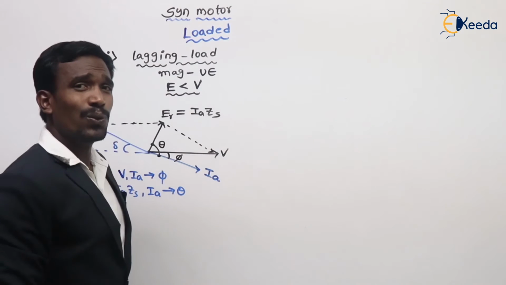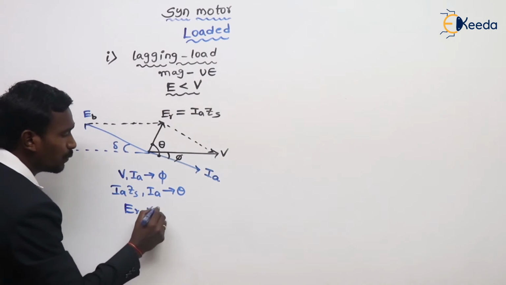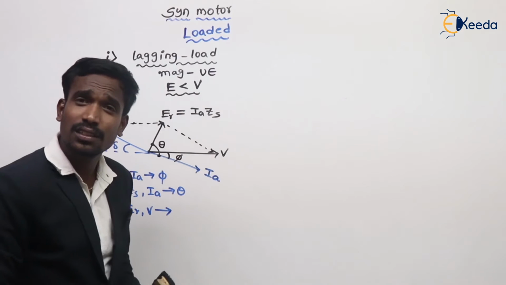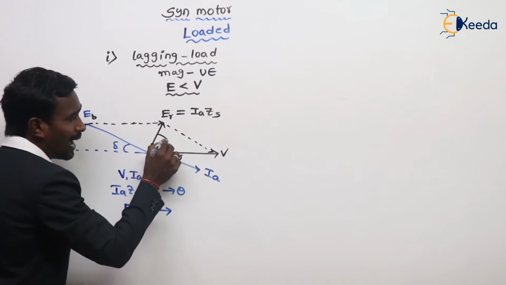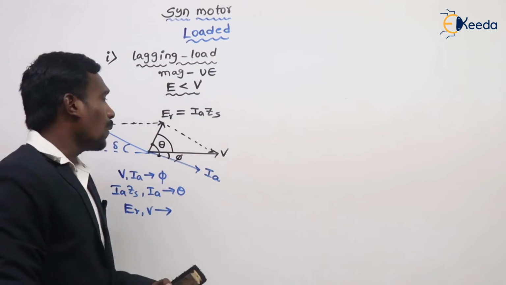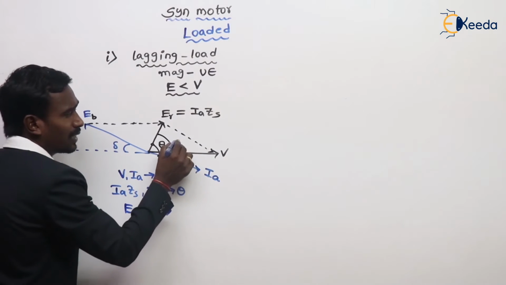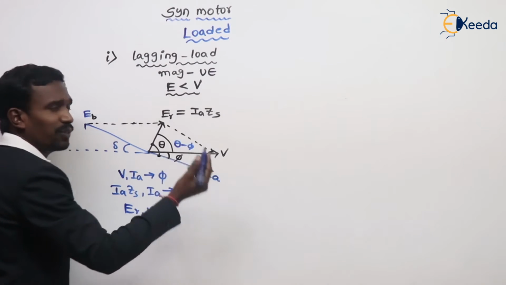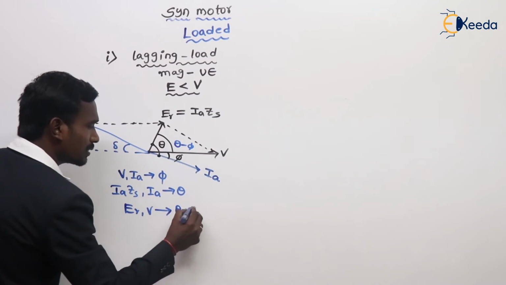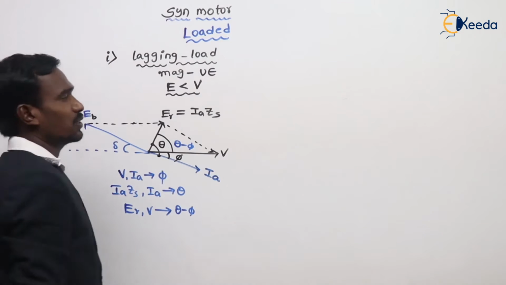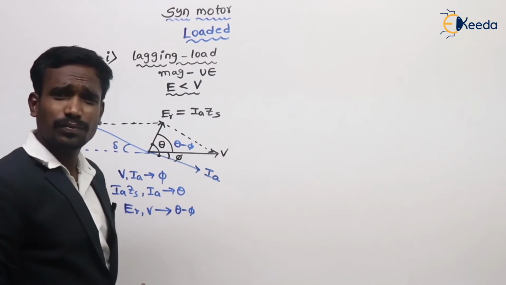Now can you tell me the angle between ER and V? Yes, very good. The total angle is theta and this angle is phi, so this angle is theta minus phi. So theta minus phi is the angle between these two. This is for lagging load.